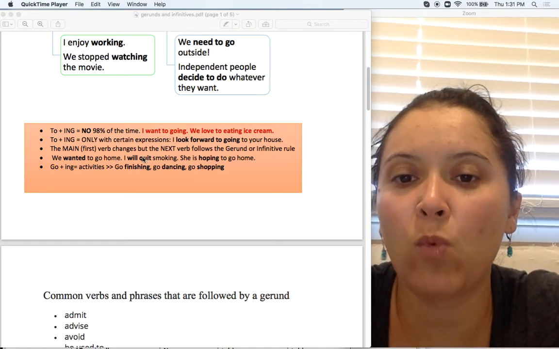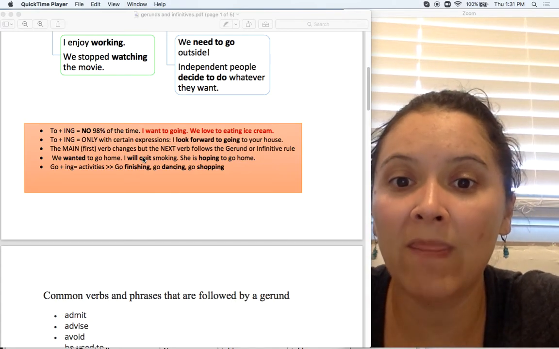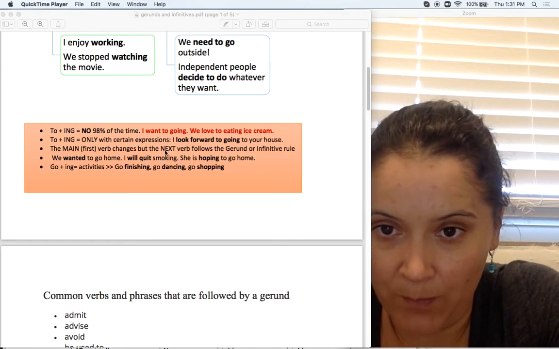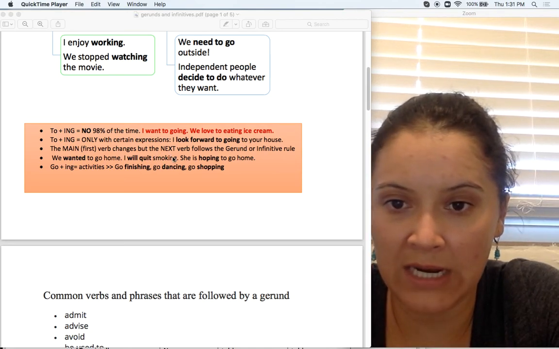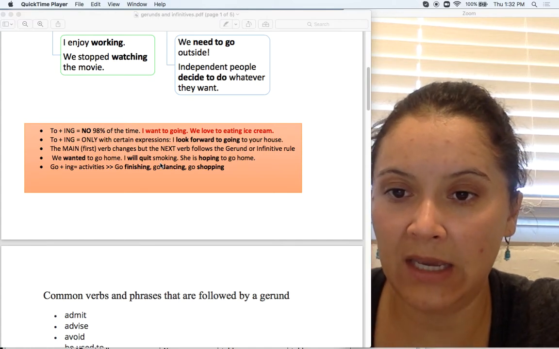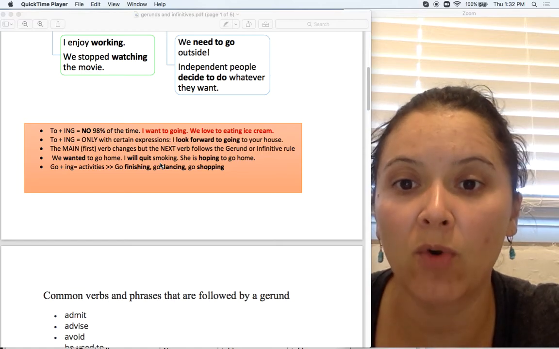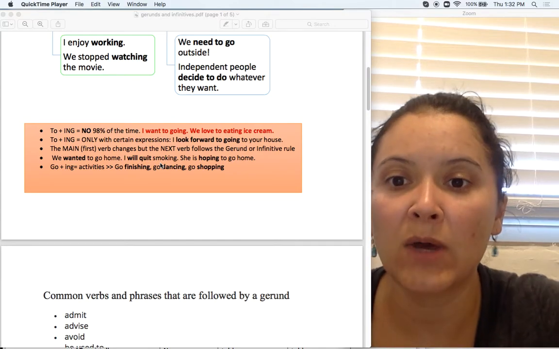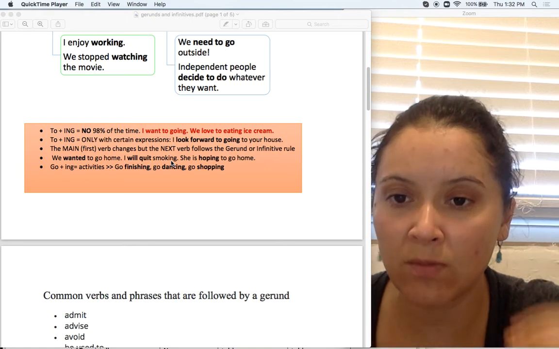"Quit" is one that always follows a gerund, you see? So again, "smoking" is my gerund right here. Smoking is my gerund. So, "I quit smoking yesterday." "I will quit smoking tomorrow." "I have quit smoking already," you see? So smoking is always there. It doesn't change. Nothing happens to smoking.